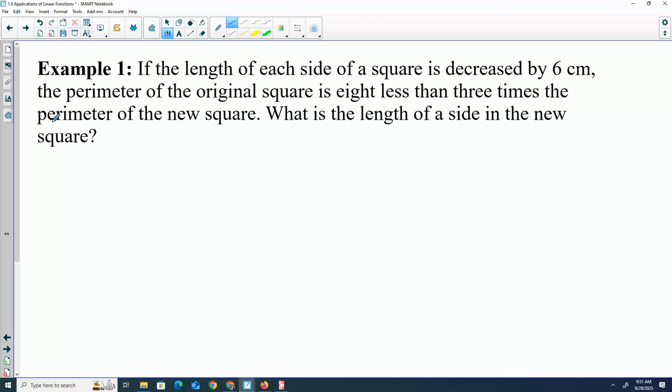All right, so let's take a look at one. If the length of each side of a square is decreased by 6 centimeters, the perimeter of the original square is 8 less than 3 times the perimeter of the new square. What's the length of a side in the new square? Does that make any sense to you when I just read it like that? No. That's the first mistake people make. They see a word problem, they just read the whole thing as fast as they can, they get to the end and say, I have no idea. So let's slow down. If the length of each side of a square, stop.